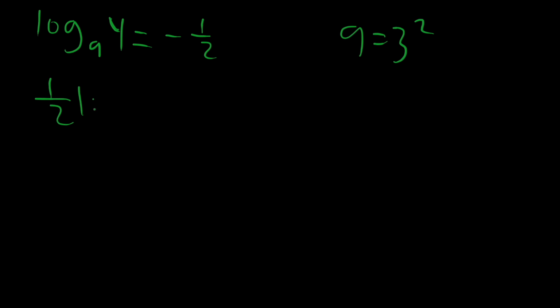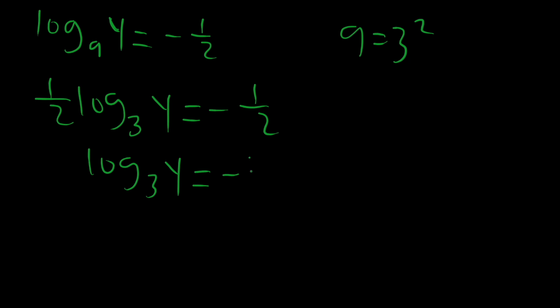Let's say log base 9 of y is equal to negative 1 over 2. How do you solve for y? So there are different ways of solving this problem. So 9 is equal to 3 squared. So now this equation becomes 1 over 2 times log base 3 of y is going to be equal to negative 1 over 2. And then you can divide both sides by 1 over 2. So log base 3 of y is going to be equal to negative 1. So y is equal to 3 to the power of negative 1, which is equal to 1 over 3.